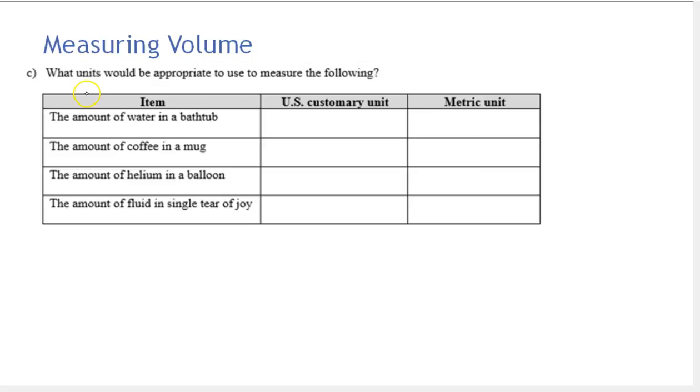Okay. What units would be appropriate to use to measure the following? Okay. So again, with these problems, you might even want to do a little bit of internet searching to help you. I'm going to give you some ideas of what I think of these values that maybe you'll be able to connect with. But to make sense of these ideas, you really need to have some sort of reference.